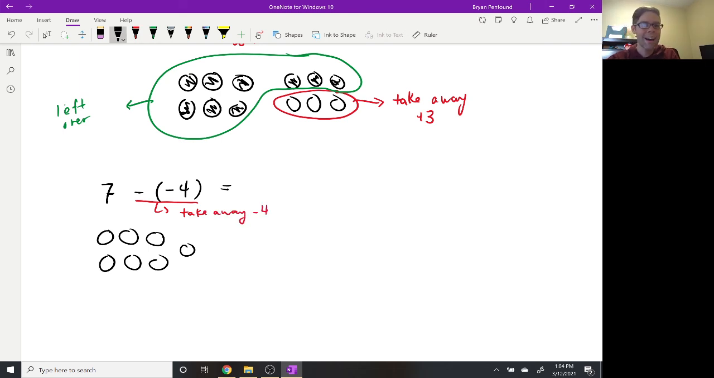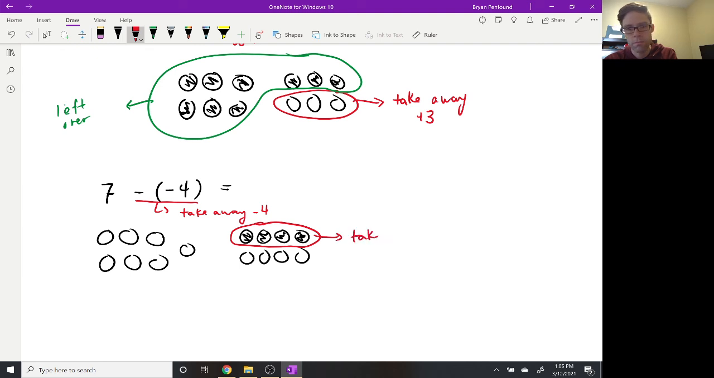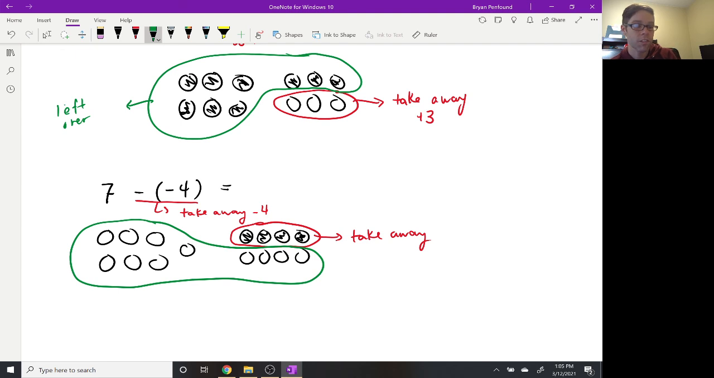But I don't have -4 inside the model. So what I need to do is introduce 4 zero pairs, like so. And that gives me the capacity to actually take away these 4 negatives. Okay, so now that I've taken away 4 negative chips, I can look at what's left over, and what's left over is 7 and 4, which is +11.